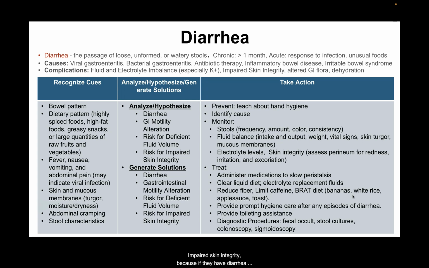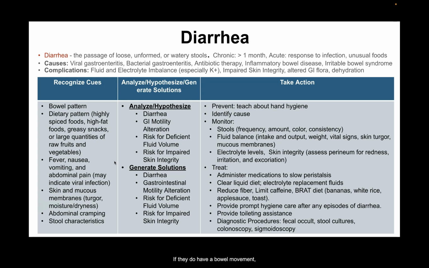Impaired skin integrity, because if they have diarrhea and they're constantly moist, we need to make sure we provide immaculate perineal cleaning, because that can lead to skin breakdown. Altered GI flora, dehydration. All right, so the cues that we're going to recognize: the bowel pattern. What is their normal bowel pattern? Their dietary pattern. Any fever, nausea, vomiting, or abdominal pain that can indicate infection. You want to check the skin and mucous membranes. Are they dehydrated? Are they moist? Do they have any abdominal cramping?